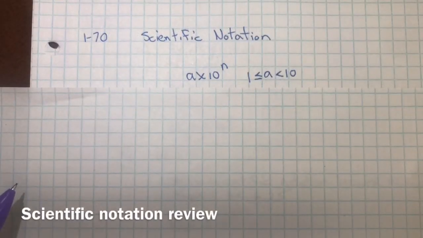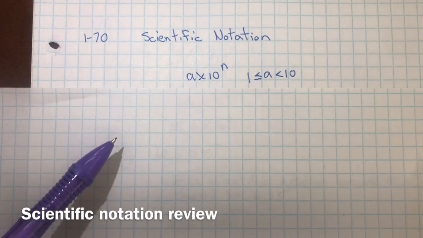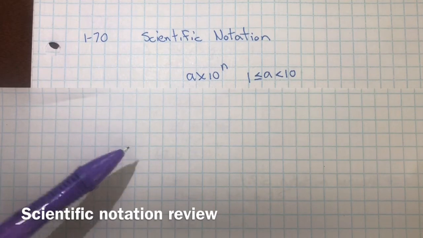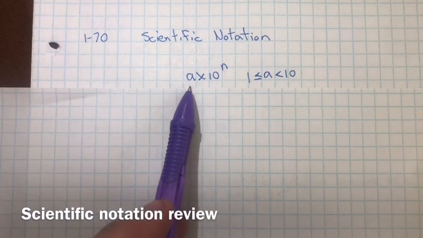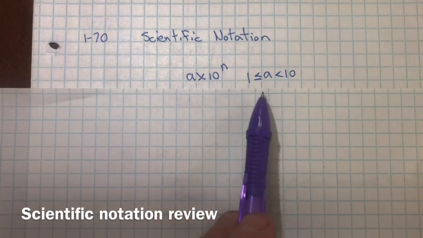For 170, we need to correctly write the numbers in scientific notation. And remember, scientific notation is a way to write very large or very small values in an easier form. So here we have the first factor, A, multiplied by the second factor, 10 to the nth power.